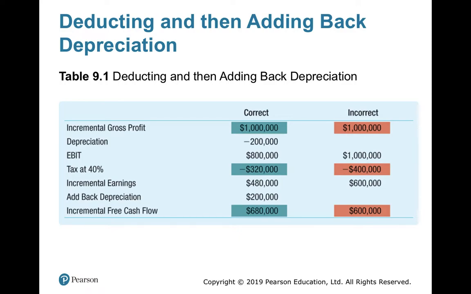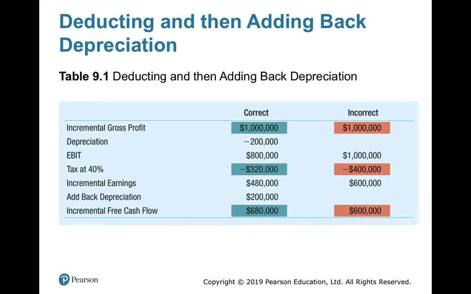I will not show. But company A, deducting 200,000, EBIT is 800,000, tax 40%, 320,000, incremental earning 480, add back the depreciation 200, incremental free cash flow is 680. But the other company, which is making a wrong treatment, is not showing the depreciation of 200,000, because it is saying, why minus 200 again plus 200, I will not show it in my books.